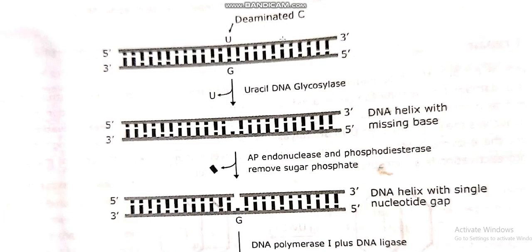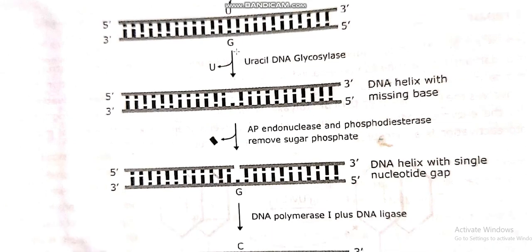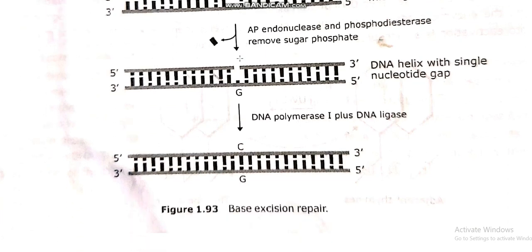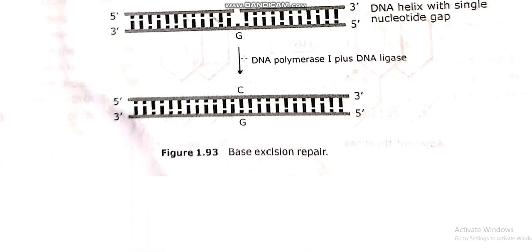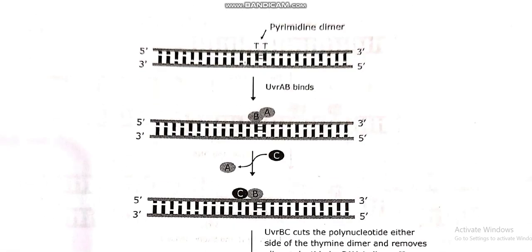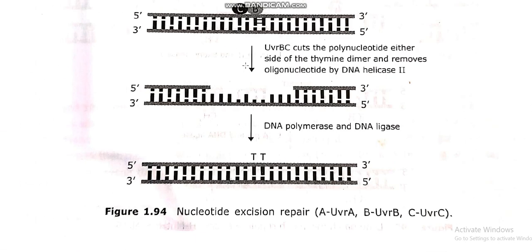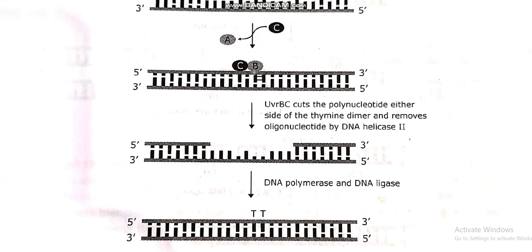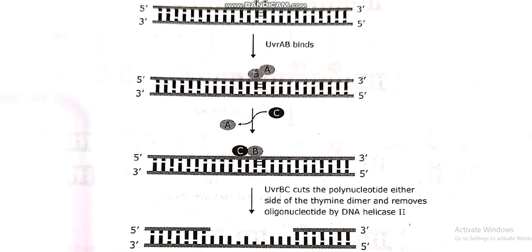So in base excision repair, the deaminated cytosine promotes the formation of G with uracil. So this is all about base excision repair. The next thing is nucleotide excision repair, or you can call it the UvrABC mechanism of DNA repair.